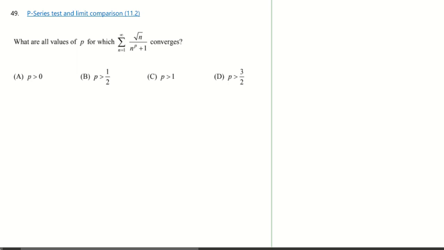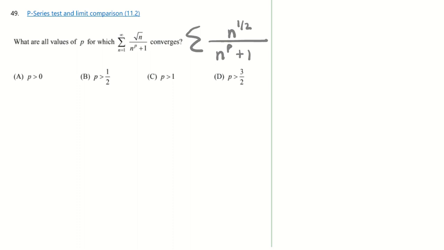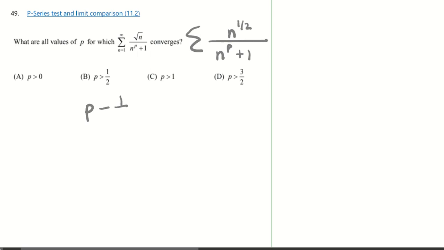And what are all values of p for which this thing converges? So this is kind of getting at the idea of the limit comparison test as we use it a lot in AP calculus. On top, I've got n to the 1/2, and on bottom, I've got n to the p plus 1. We know that for these series, the terms need to be bigger on bottom by more than 1 power. Okay, so I need p, the difference in p and a half, to be bigger than 1. That's how much bigger we are on bottom is the difference between p and a half. So I'm going to add 1/2 to both sides, and I know that p is going to need to be greater than 3/2.